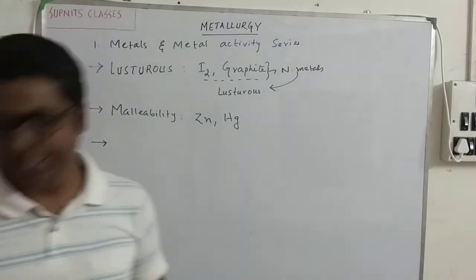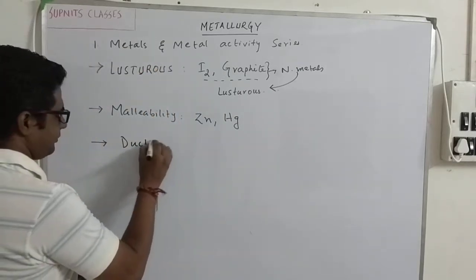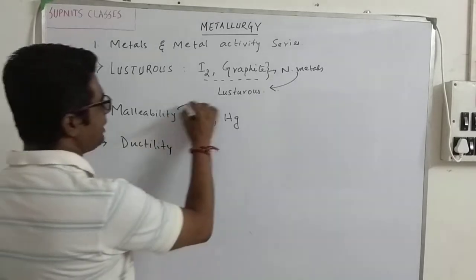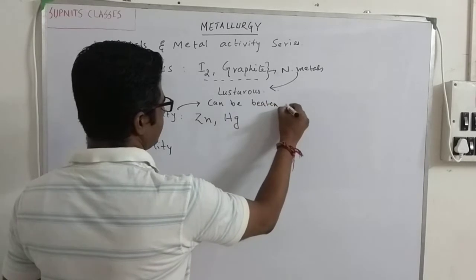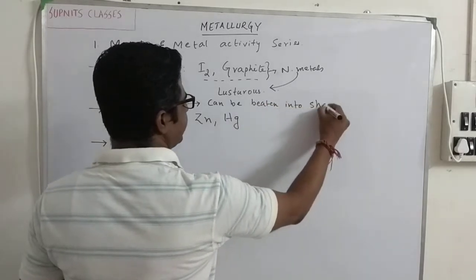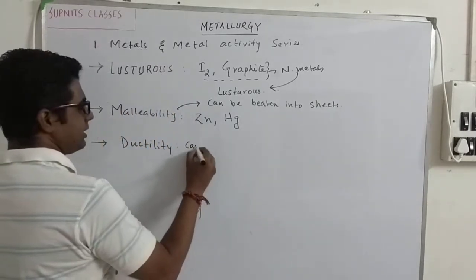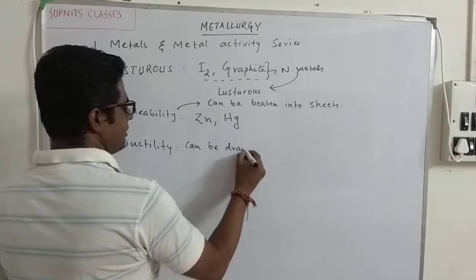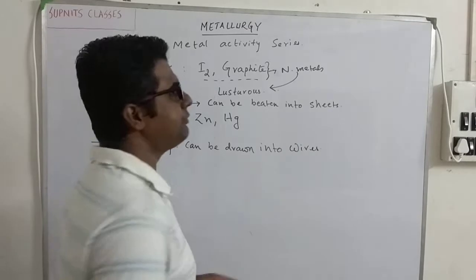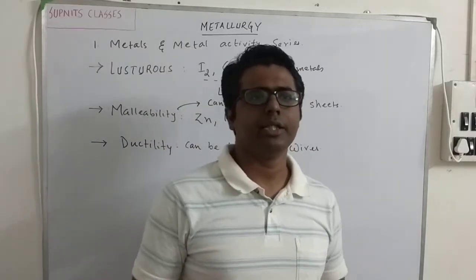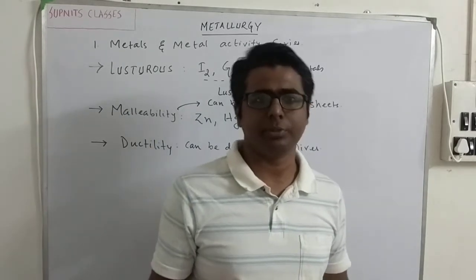Number 3 point is ductility. What is ductility? Now what was malleability? Can be beaten into sheets. So basically we can make sheets out of it. Ductility is can be drawn into wires. So if we see aluminium wire, copper wire, these materials can be drawn into wires due to the property that it possesses because it is a metal.